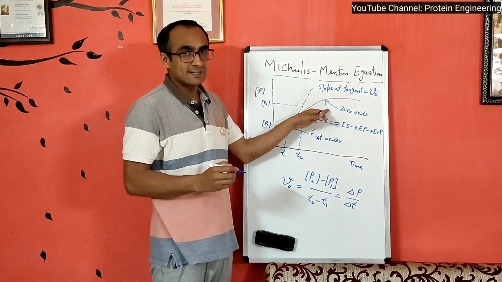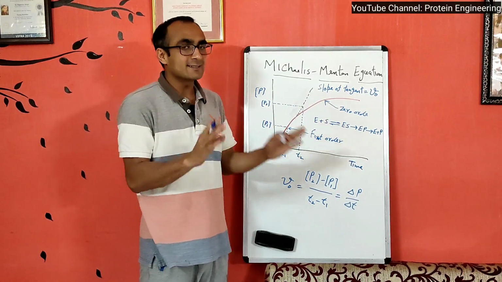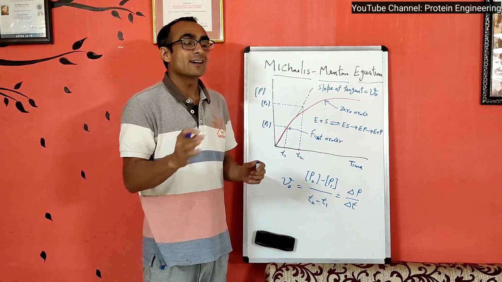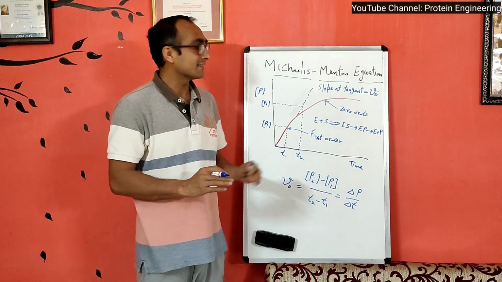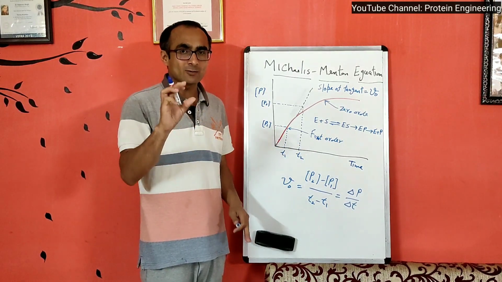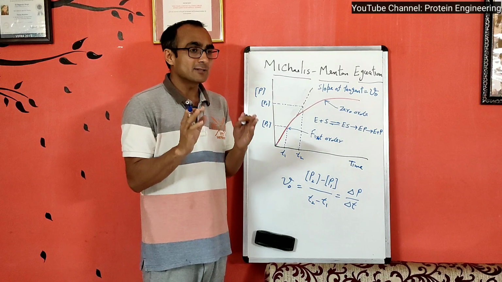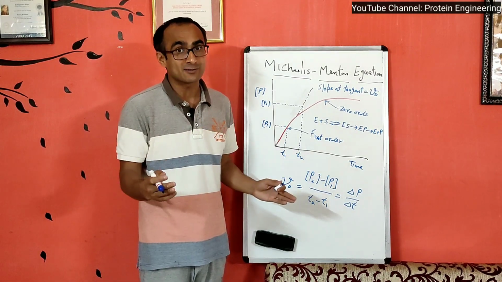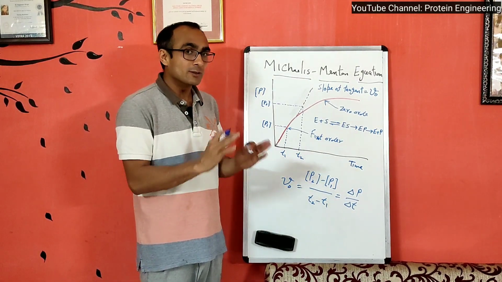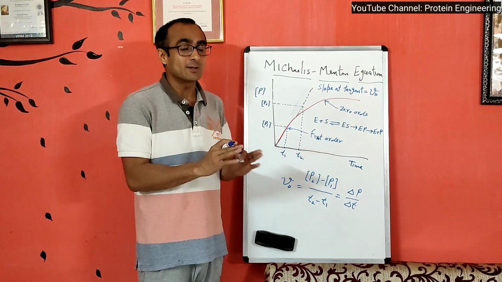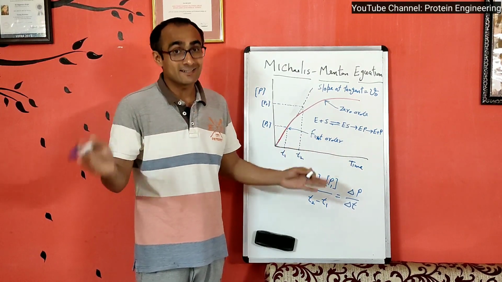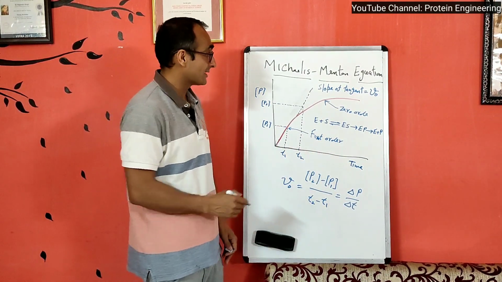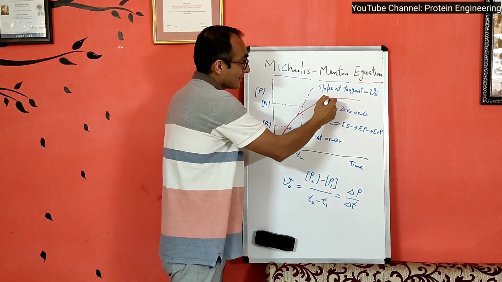When it becomes constant, it means all enzyme molecules are saturated with the substrate. This is the case when you have a fixed concentration of enzyme and your substrate is present in unlimited concentration. So when all the active sites of the enzyme are saturated with the substrate, you get a constant here.